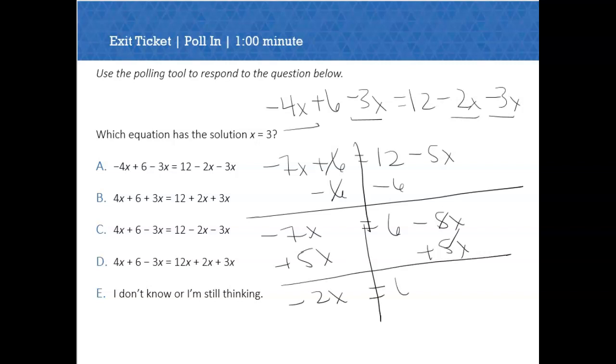Negative 2x equals 6. Now the variables are together, the numbers are together. We can finalize, divide by negative 2, because that means negative 2 times x. X equals negative 3. Let's take a look at the next one. We're just going to work through all of these.